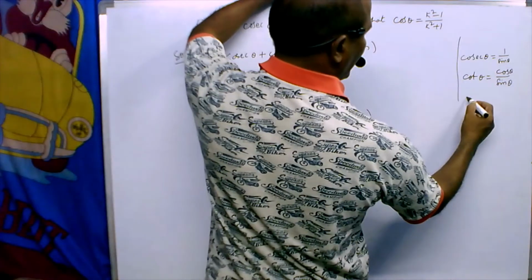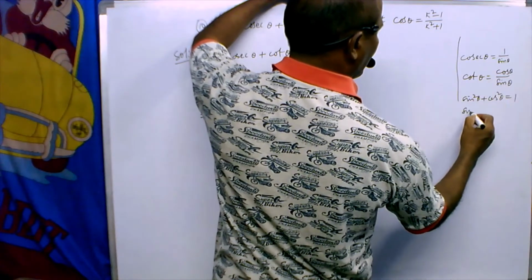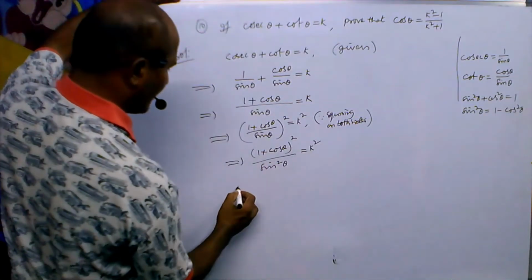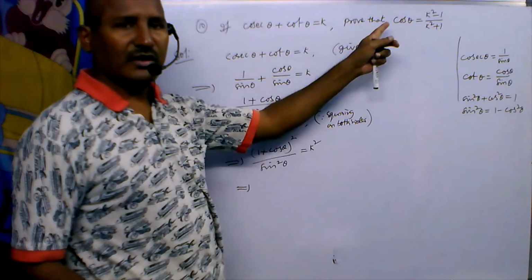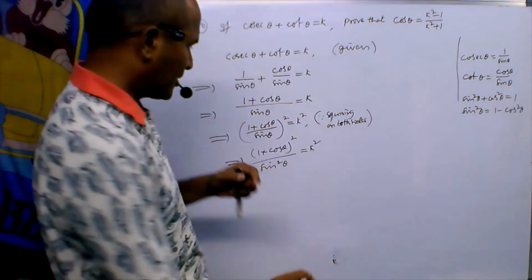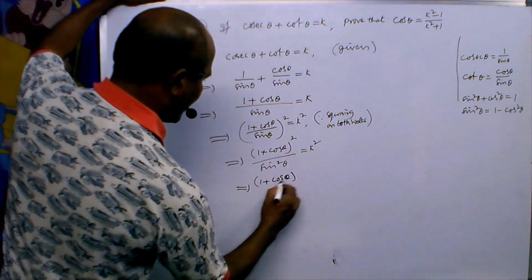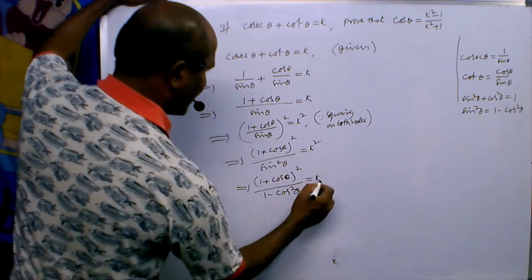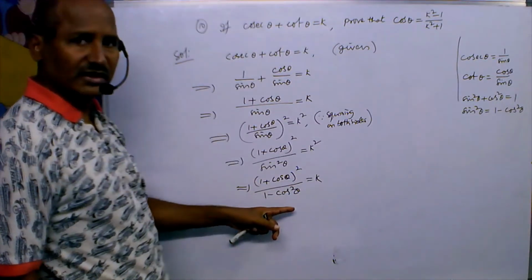Here from the first identity, sine square theta plus cos square theta is equal to 1, so sine square theta equals 1 minus cos square theta. We can apply that here because cosecant theta and cot theta should be converted into cos theta. They must be expressed in terms of cos. That's why finally we get 1 plus cos theta whole square by 1 minus cos square theta equal to k square. And from this we have replaced sine square theta by 1 minus cos square theta.